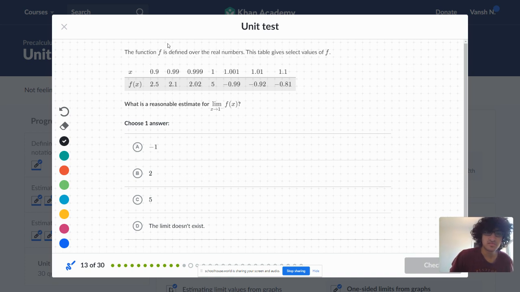What is a reasonable value for the limit as x approaches 1 from the left? From the left would be here. It's looking like it's going to 2. See, smaller, smaller, smaller, approaching 2 from the left. Right, yeah.